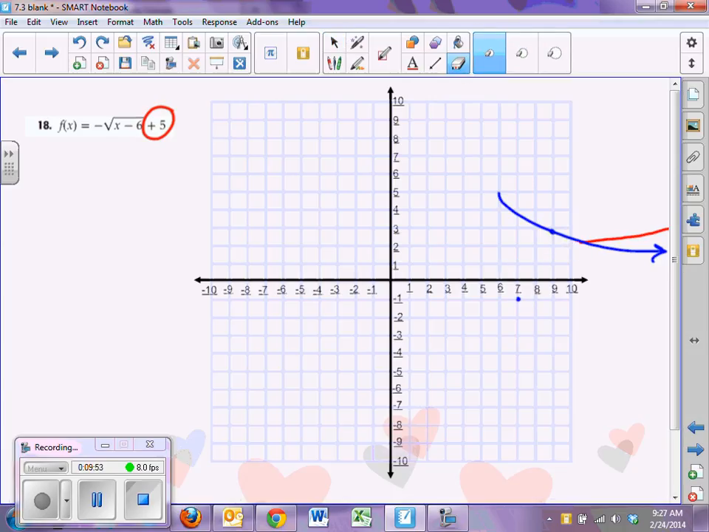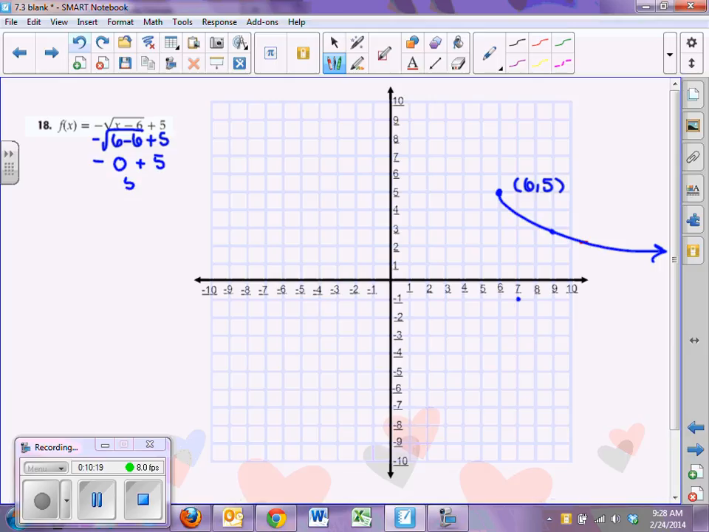Now don't forget, I'm graphing it on graph paper that's numbered. Make sure you have numbers on your graph paper. Up, up, up, up, up, up. So I believe this point is 6, 5. Let's plug in 6. Do we get 5? We get negative square root of 0, which is 0, plus 5. And yes, it does equal 5.